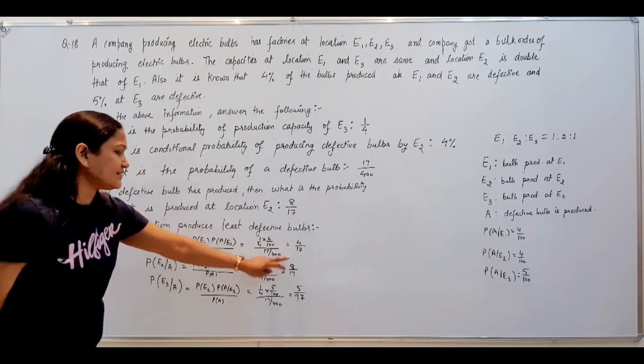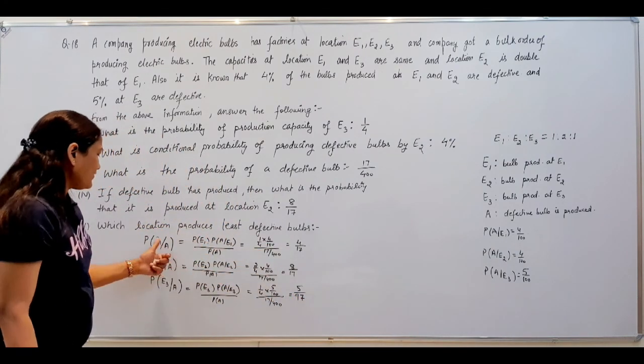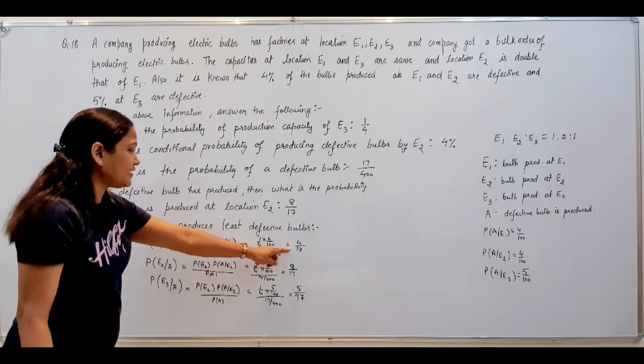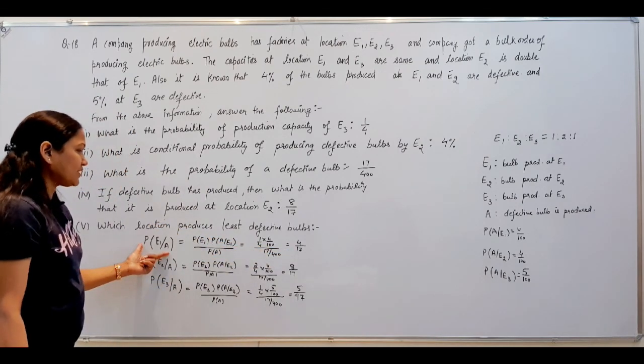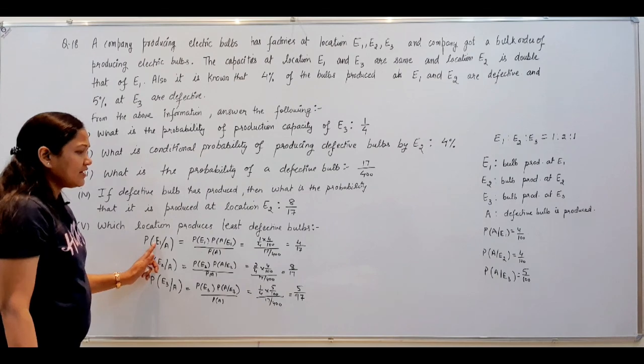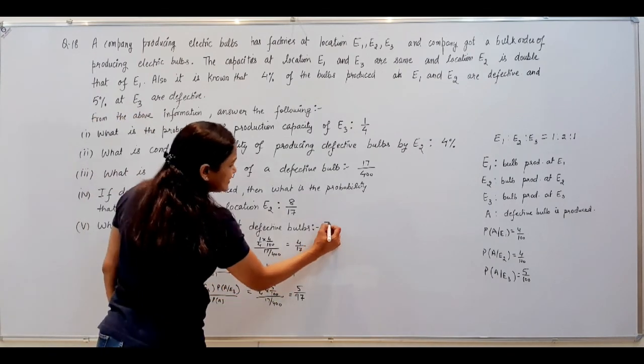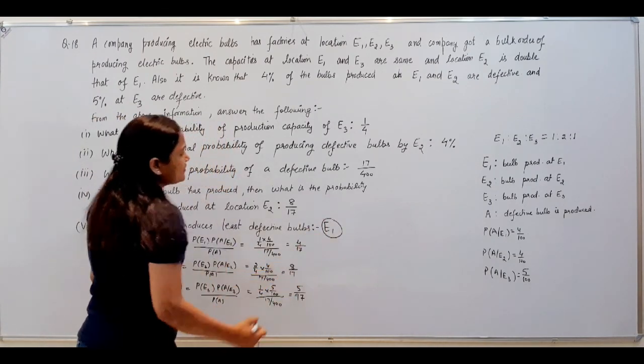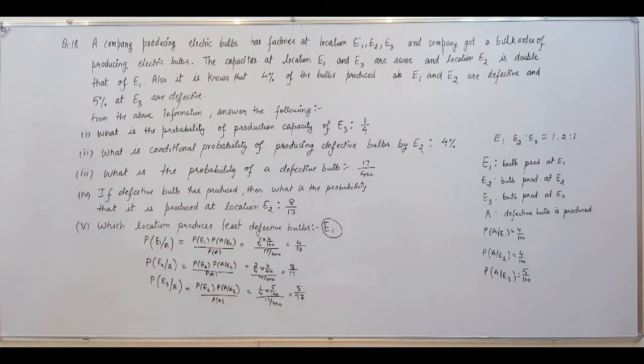So the least of the three, if we compare all three, the least defective bulbs are going to be produced at factory E1. So your answer is, at factory E1 the least defective bulbs are going to be produced.